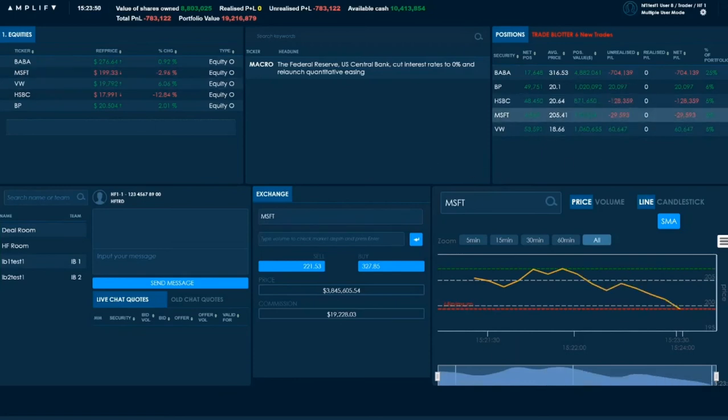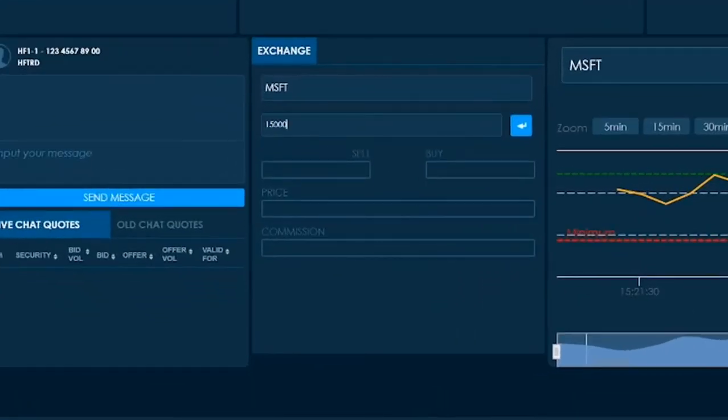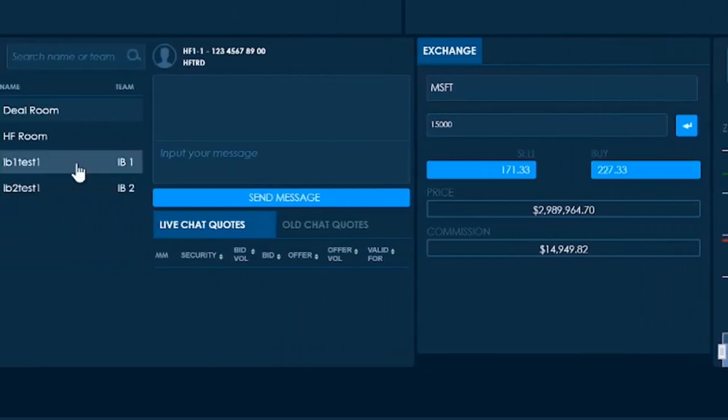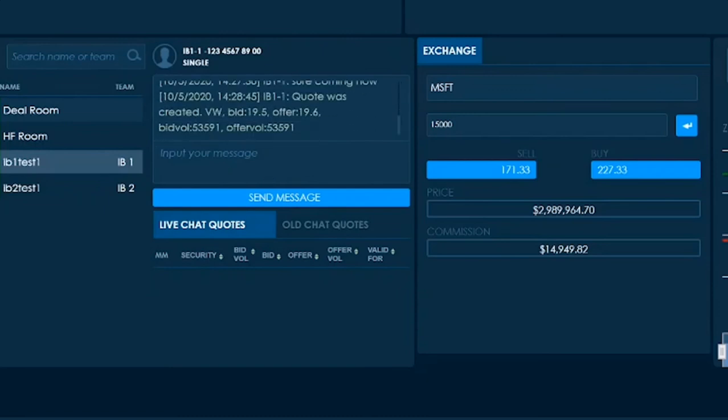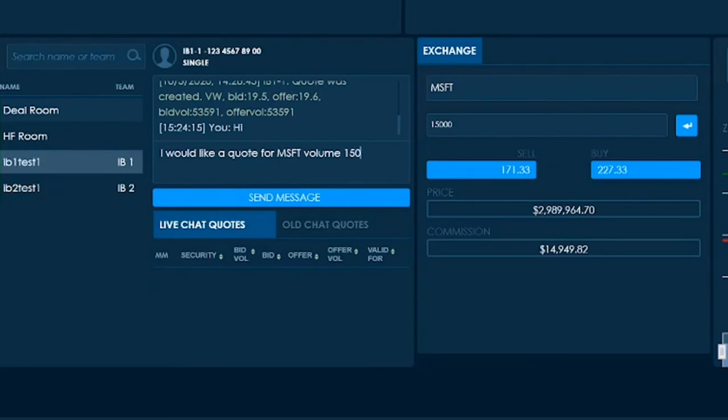So let's say we want to buy 15,000 shares. Well, we can type this in the exchange again, just to get an idea on the value. That'll be about a $3 million trade. But again, look at that exchange spread. It's huge. We'd be buying at $227 in the exchange. So let's see what kind of price the banks would be able to give us. So we can go over here and click on our investment bank, and type in a message. Hi, I would like a quote for Microsoft volume 15,000.